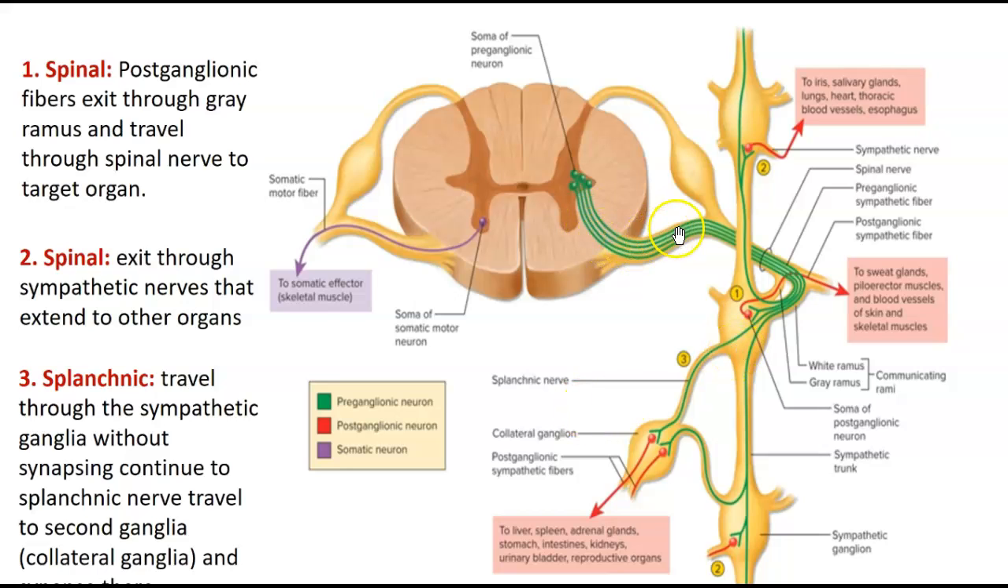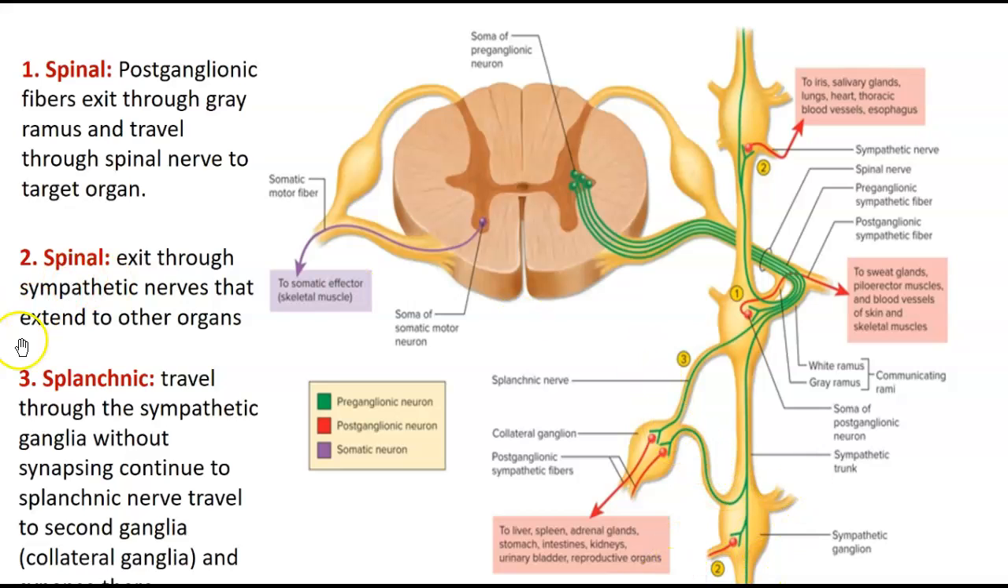Secondly, the preganglionic fibers will deliver the signals, then they form a synapse at another ganglion. The postganglionic fiber will exit through sympathetic nerves that extend to other organs. They can go up to control the celiac region, or they can go down this way to control the digestive organs.